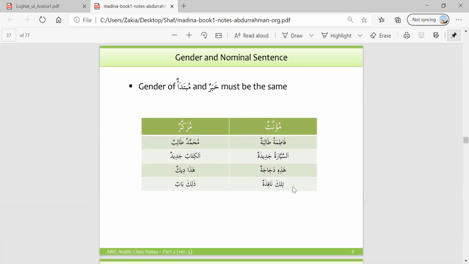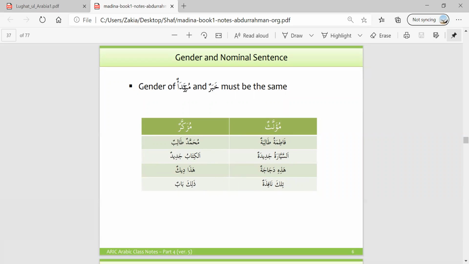Hadihi dajajatun. Okay, so this is a chicken. Hadha diqun, okay, or hadihi dajaja, chicken, and here the rooster. Tilka nafida, dhalika babun. So here we say that is a window, and that is a door. So here we're using that. That is a window, and that is a door, and that is a chicken, and that is a rooster. And here we say sayyara jadidun. So there's no hadha or hadhi or tilka. There's no demonstrative pronoun here. I hope that's clear. So here what we're really focusing on is how to convert nouns into feminine and masculine.